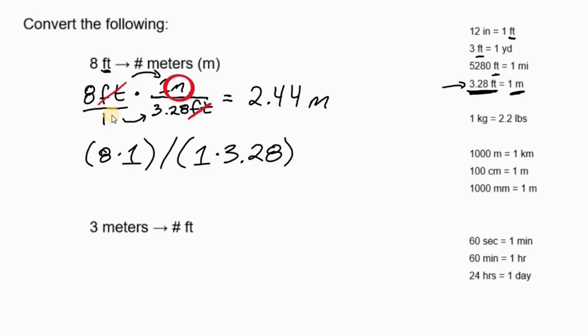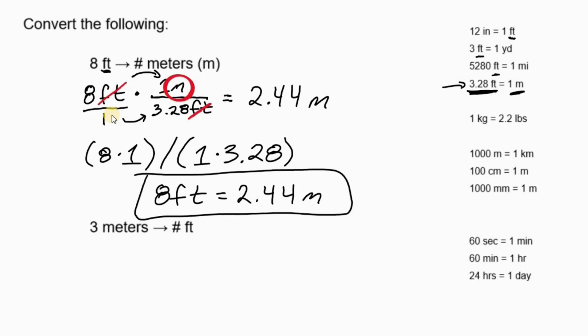So what we're doing here is we're converting the units. We're not changing the value. We are just simply converting the units. So what this basically is telling us is that 8 feet is equal to 2.44 meters. And that's simply what we're trying to get across right now. This is a unit conversion, not changing the value.